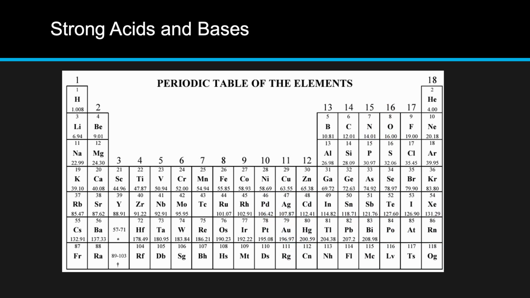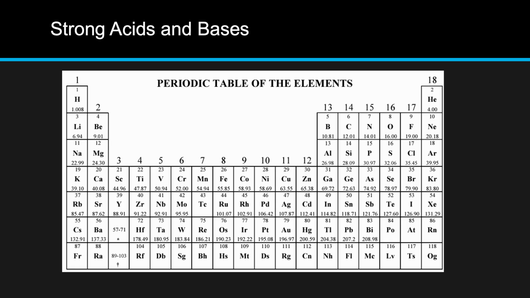So the reason we need to know whether an acid or a base is strong or weak is because it's going to look different on a particulate diagram. When you have a strong acid or a strong base and you dissolve it in water, all of the ions are going to dissociate. When you have a weak acid or a weak base, they are only going to partially dissociate. So it's important to know which acids and which bases are strong.